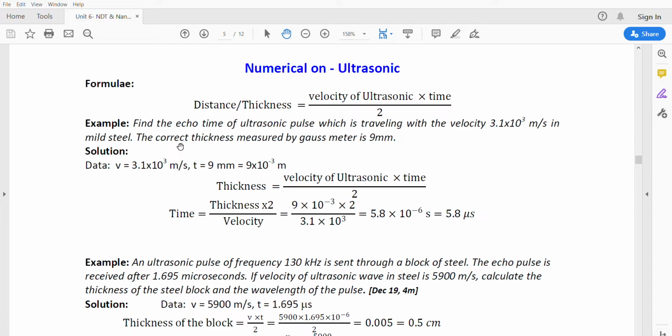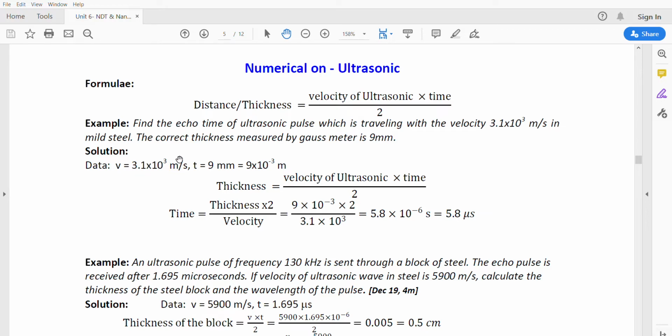Find the echo time of an ultrasonic pulse which is traveling with a velocity of 3.1 × 10^3 meters per second. In the mild steel, the correct thickness measured by the flaw detector is 9 millimeters. So here the given data is: the ultrasonic pulse velocity is given, and the thickness is also given. We have to find the echo time, the time required for the ultrasonic pulse to come back from the test sample or the steel metal piece.